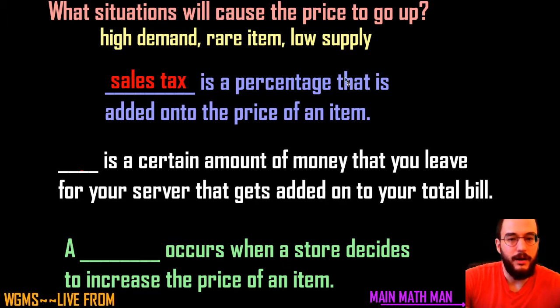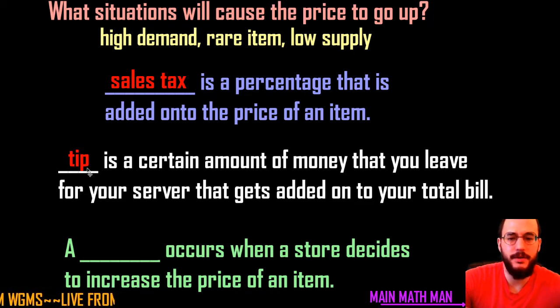And so in addition to that, we're going to say the sales tax is a percentage that is added onto the price of an item, excuse me. So we're going to be finding the tax and adding it onto it. So in the previous pages we subtracted, however we're now going to be adding.